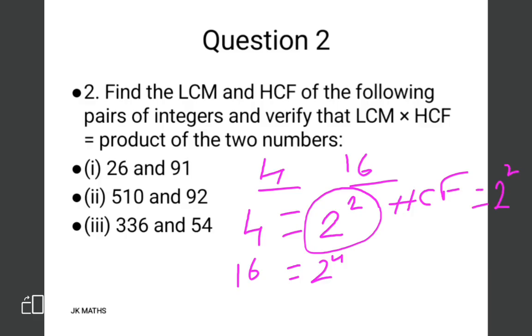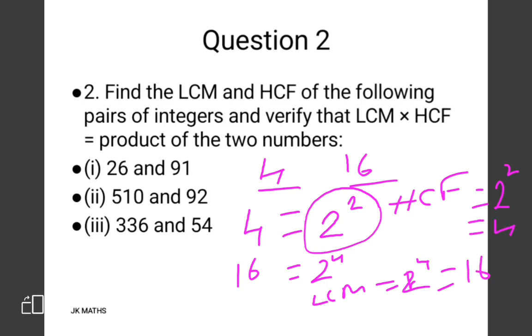For LCM, we should see the highest power. Highest power means 4, so the LCM is 2 power 4. We should not leave it as it is. We should multiply it. That is 16, and the HCF is 4.